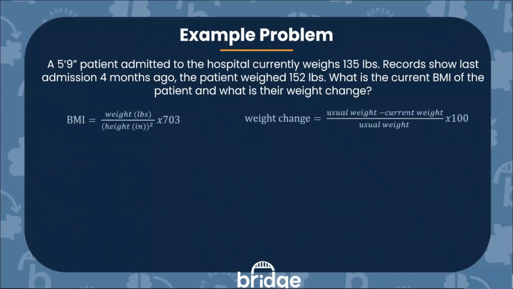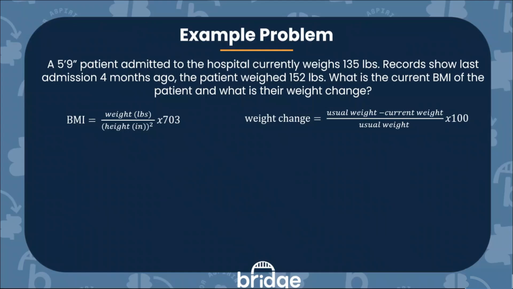But BMI, you should know, is weight divided by height in inches squared times 703. That's not the only BMI equation. BMI is also equal to weight in kilograms divided by height in meters squared. This equation is going to make it so I have less math to do. You can use whatever equation you would like, but we have the height in inches and we have the weight in pounds, so I'll use the imperial equation myself. And the equation for weight change is usual weight minus current weight, divided by usual weight, times 100. So let's solve for weight change first.